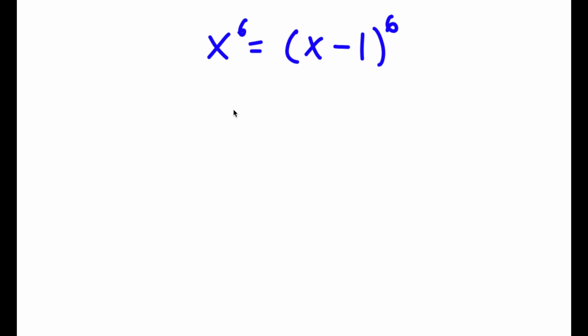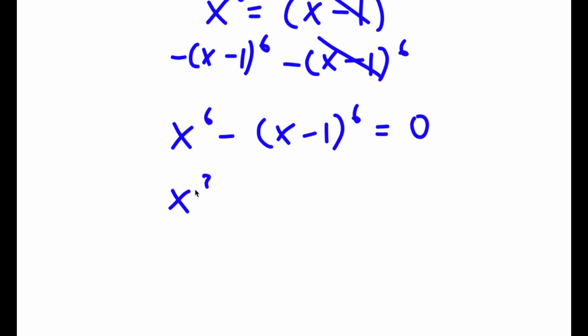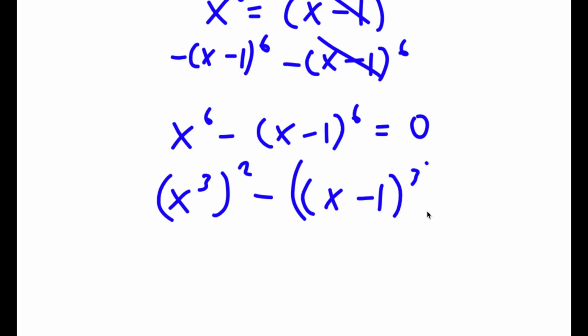Alright, so in this problem, I have x to the power of 6 is equal to x minus 1 to the power of 6. So I'm going to first start by subtracting x minus 1 to the power of 6 on both sides. So then these two cancel out, and now I have x to the power of 6 minus x minus 1 to the power of 6 is equal to 0. Now x to the power of 6 is the same thing as x to the power of 3 to the power of 2, and x minus 1 to the power of 6 is the same thing as x minus 1 to the power of 3 to the power of 2.